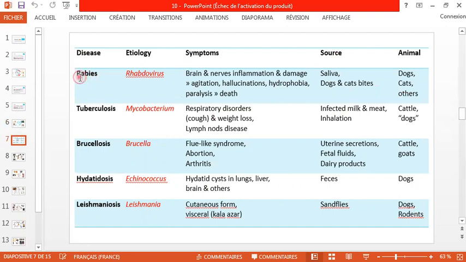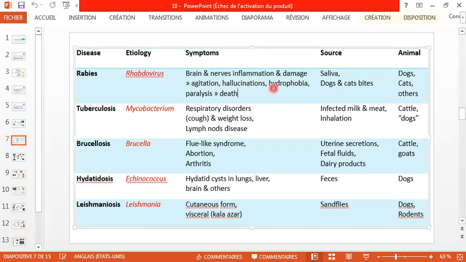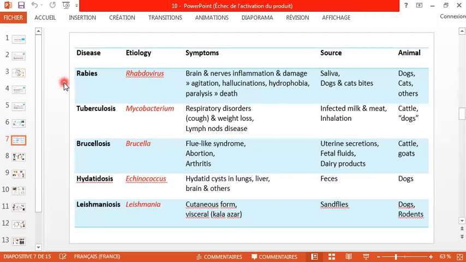In French, c'est la rage, okay? And the etiology or etiological agent is rhabdovirus. Rhabdovirus is going to attack the nervous system, okay? So normally the symptoms are nervous symptoms. So you have brain and nerves inflammation and damage, which is going to lead to agitation, hallucination, hydrophobia, paralysis, and death, because rabies is automatically fatal. It is a mortal disease.